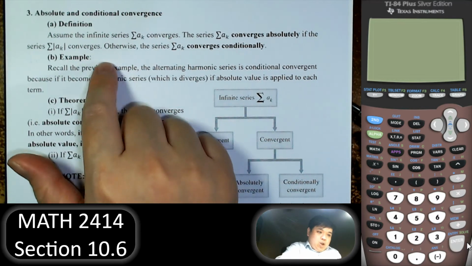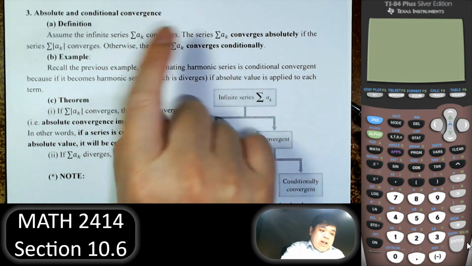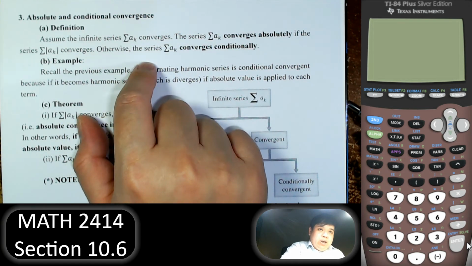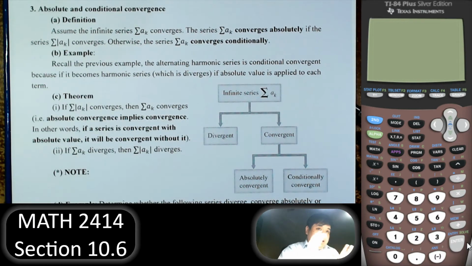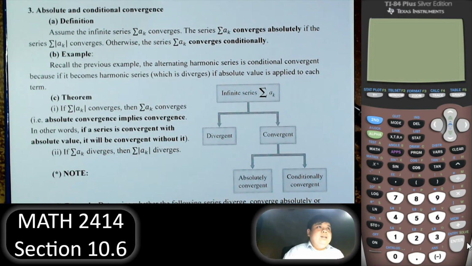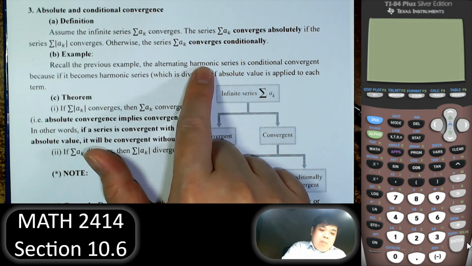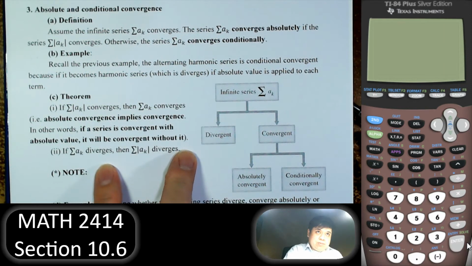Assume that the infinite series converges. The series converges absolutely if there's an absolute value to it. Otherwise, it's said to converge conditionally. So if we have the absolute values for the whole term, then we say absolutely convergent, otherwise conditionally convergent. Simple enough. Previously we said that the alternating harmonic series is conditionally convergent, because if we put absolute values into it, it will be a harmonic series, which is divergent.